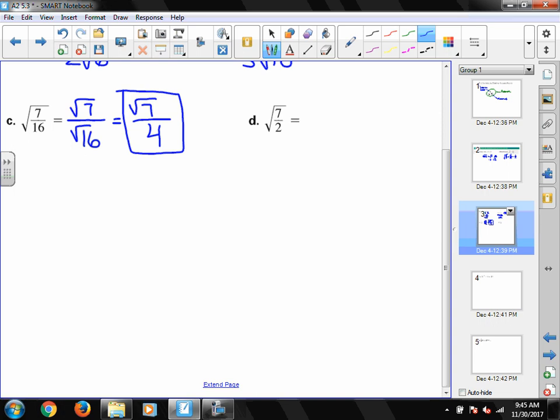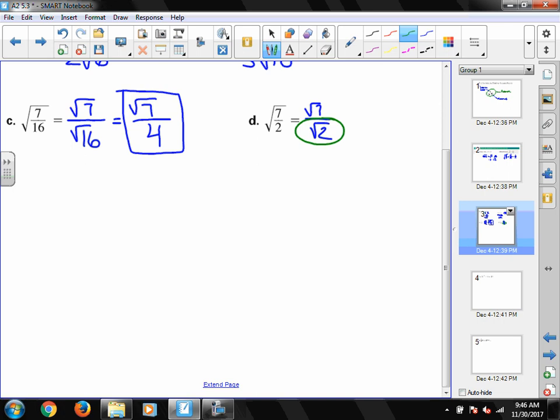Now, if I look at D, same idea. We're going to use that quotient property. I'm going to take the square root of 7 over the square root of 2. Well, neither one of these are perfect squares. So why am I showing this to you? Well, we've actually got a problem with this.